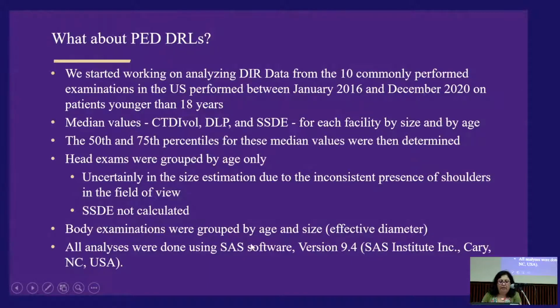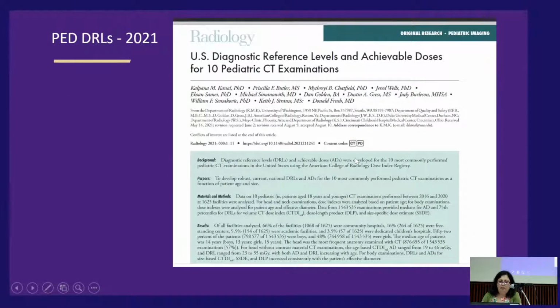And then body exams were grouped by age and size. And now I mentioned earlier that the adult was water equivalent diameter. For the peds, we use effective diameter. And again, all analysis was done using SAS software. And this is the paper. It's online in radiology, published last year in 2021. And all the co-authors are over here.